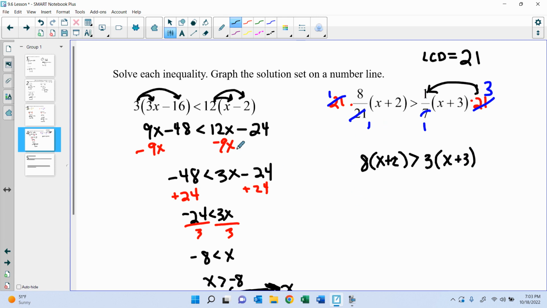Now we're going to do just very much like what we just did over there. We're going to distribute on the left. So we're going to get 8x plus 16 greater than, keep that, distribute here, 3x plus 9.